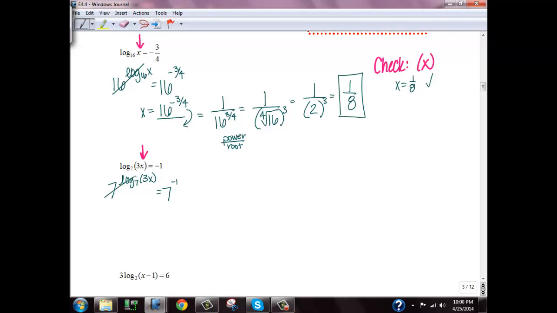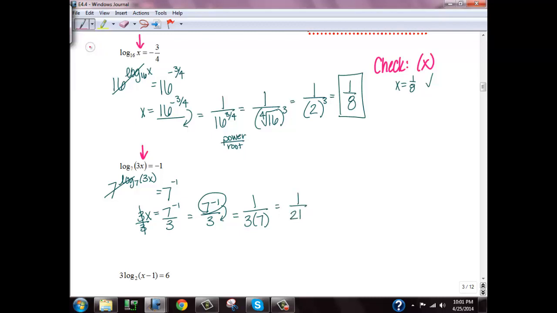My 7 and my log base 7 will cancel, which leaves me with 3x is equal to 7 to the negative 1 power. Now again, I don't want to leave it as 7 to the negative 1 power. I want to move it down, but I'm going to go ahead and finish solving first. To get x by itself, I would divide both sides by 3, so that cancels off. So I end up with 7 to the negative first power over 3. Now again, we don't want negative exponents in our answers, so I'm going to take this 7 to the negative 1 and move it to the denominator, which gives me 1 over 3 times 7, and then I can simplify that to just get 1 over 21.